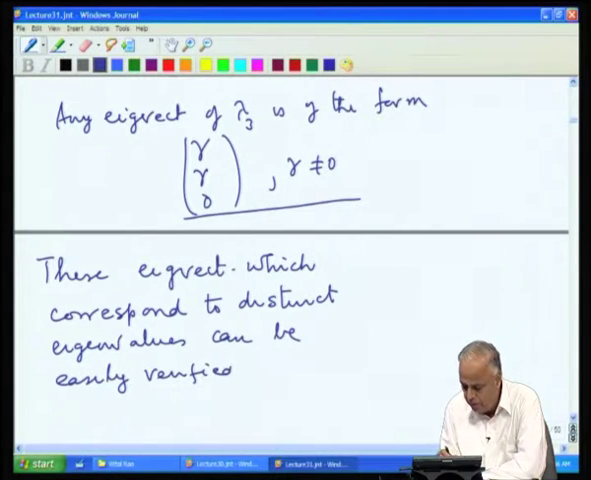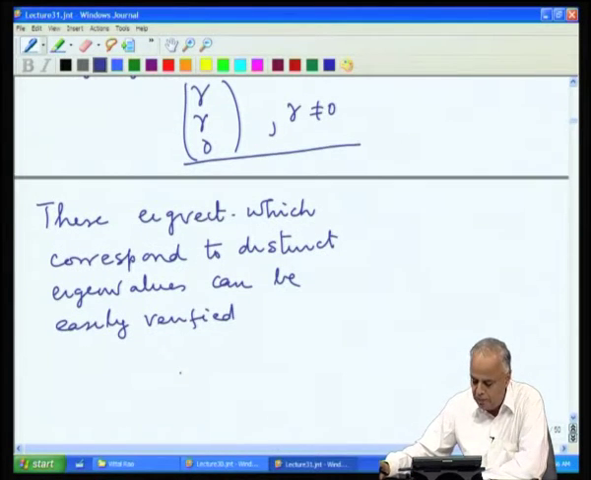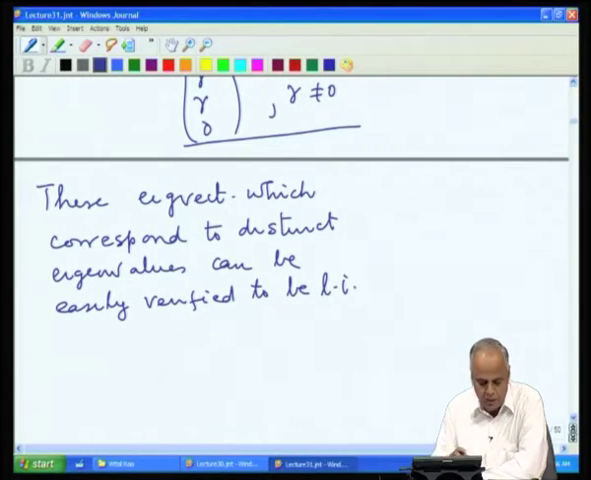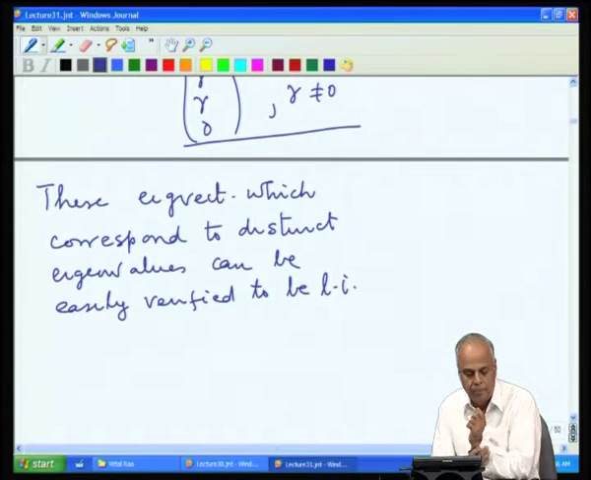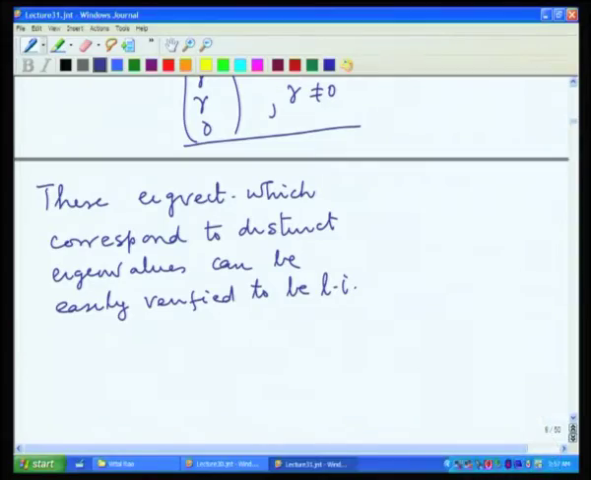We know how to verify something is linearly independent. The only linear combination that gives the 0 vector is the 0 linear combination. So, it is easily verified. This is what we had in mind when we said that distinct eigenvectors corresponding to distinct eigenvalues are linearly independent. Now, this is a statement which we have not yet proved. So, we shall embark on proving this fact.